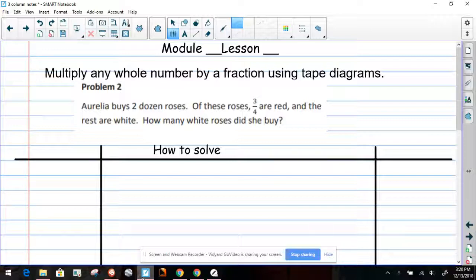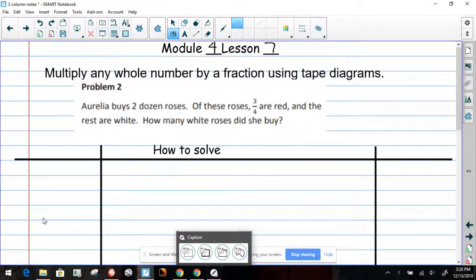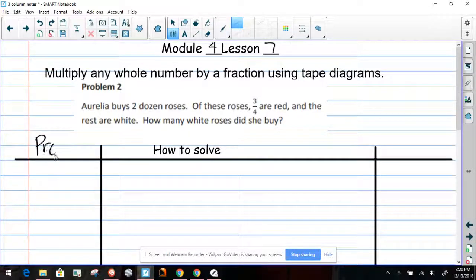So today, amigos, we're going to look at another part of Module 4, Lesson 7. So let's look at the problem. The problem says, let me write the problem here. This is our column.